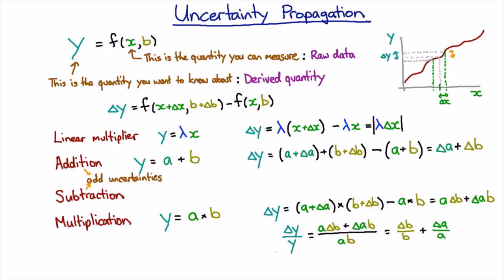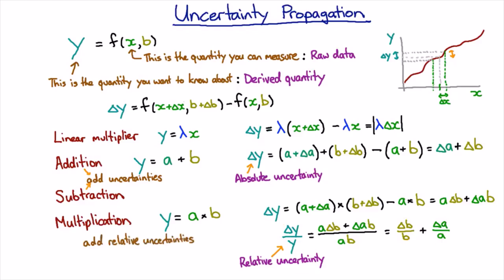And this quantity where you divide the uncertainty by the quantity itself is called the relative uncertainty. Whereas the error just by itself is called the absolute uncertainty. And the rule is very simple. If you're multiplying things, you add the relative uncertainties. And a similar argument tells us the same thing works for division.